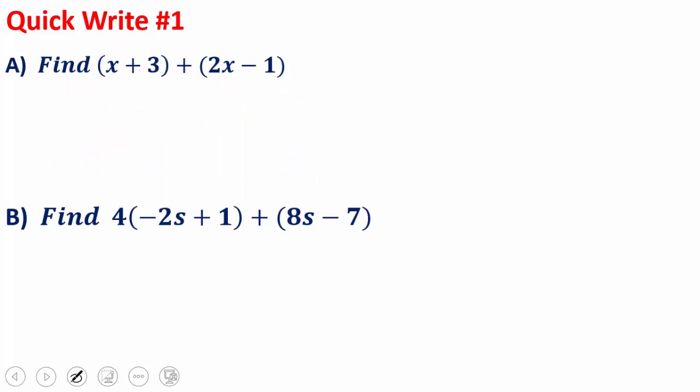Your quick write is 2 parts, A and B, and you're going to add the 2 expressions. So before you close this out, pause it and write those 2 expressions down, and then add them together.